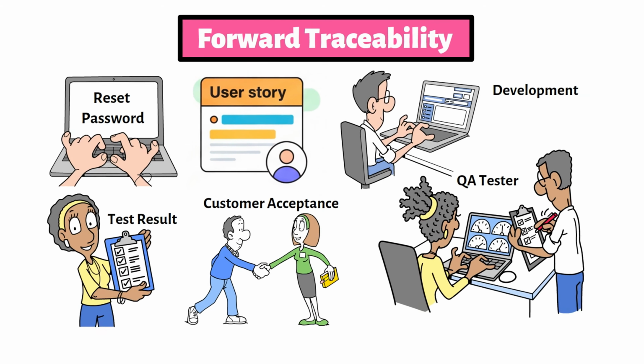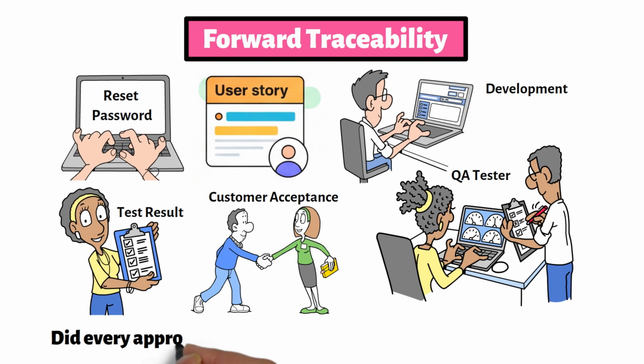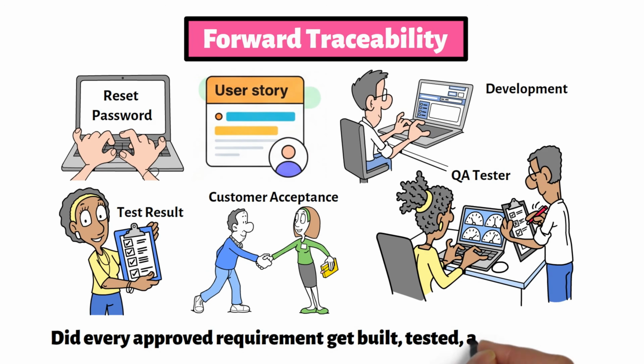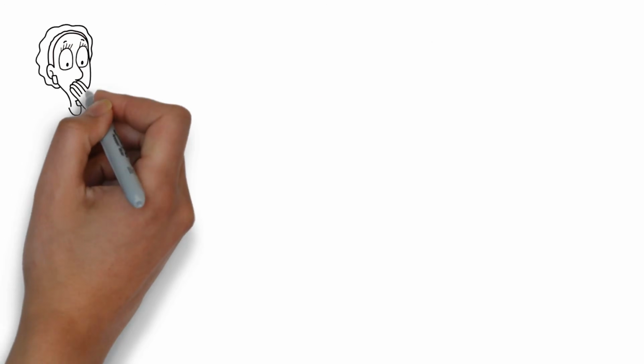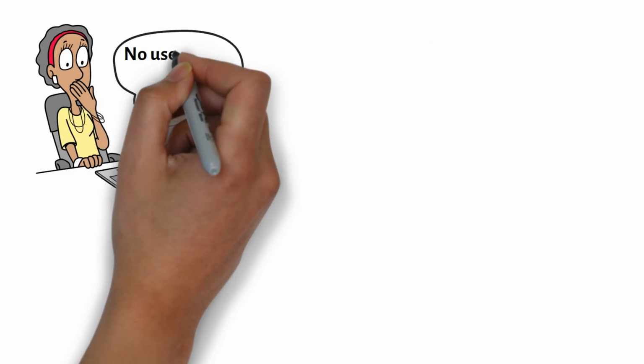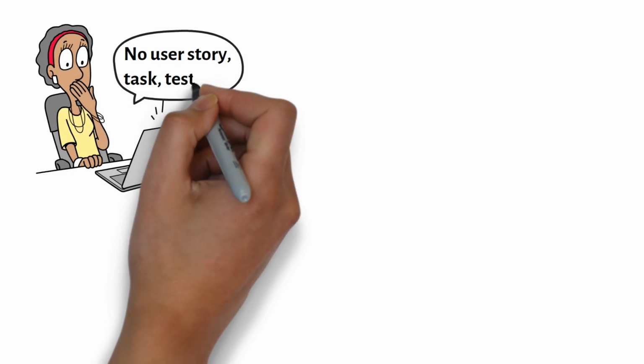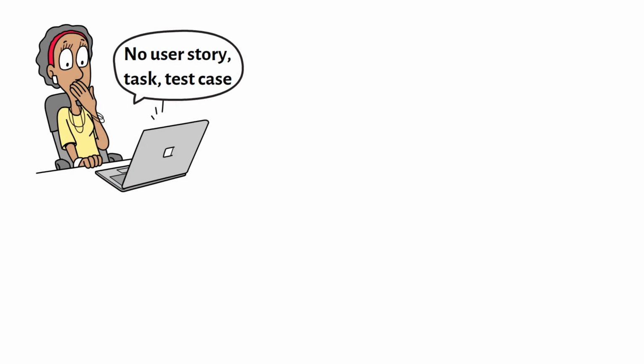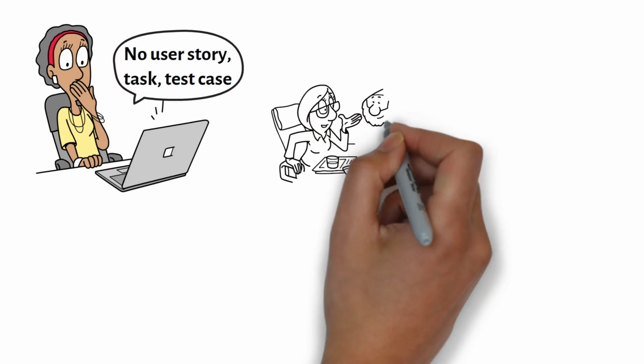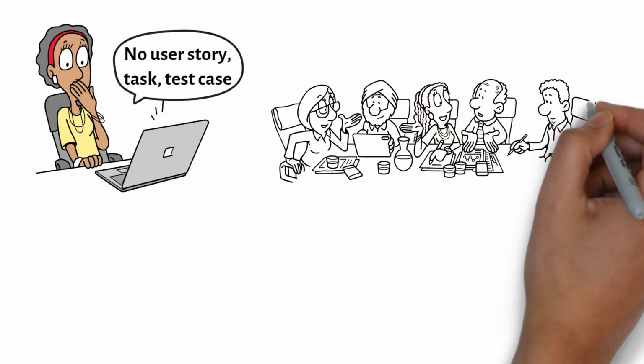Forward traceability answers an important question. Did every approved requirement get built, tested, and delivered? It also helps prevent missing work. If an approved requirement has no related user story, development task, or test case, the team immediately knows something has been overlooked. At the same time, it helps prevent scope creep.